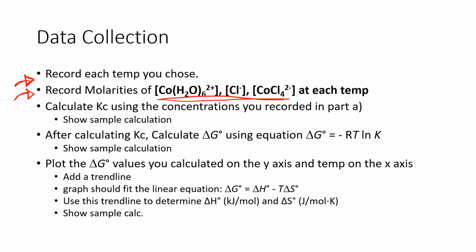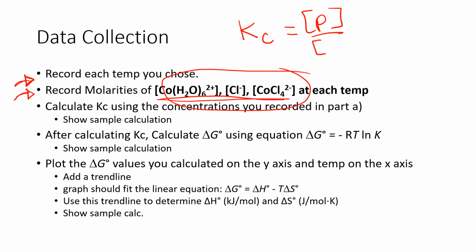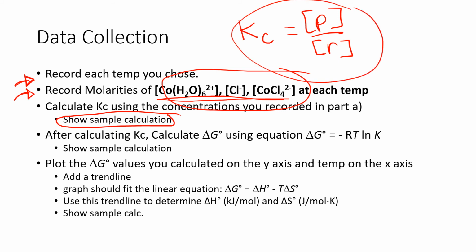After that, using these, you can calculate your Kc. Remember, Kc will be the concentrations of your products over your reactants. So you set up your Kc equilibrium expression first, show me that in your sample calculation, and then plug and chug. And you only need to show it once, so that's what I mean by sample calculation. Just show me the overall expression from the equilibrium system equation, and then show me one of them being calculated. And you will use the concentrations, obviously, that you recorded here.